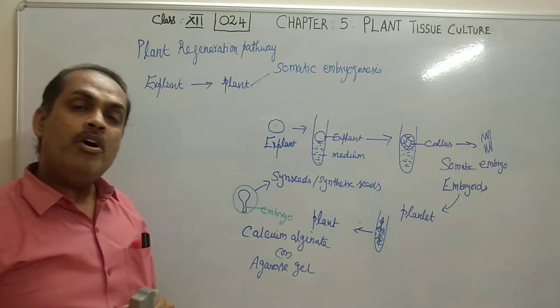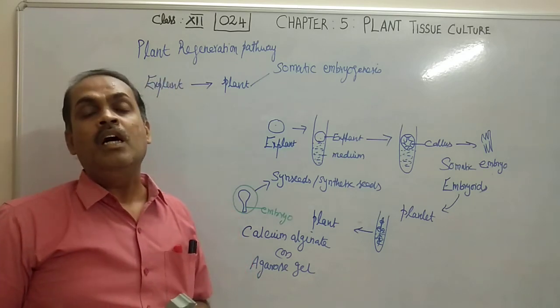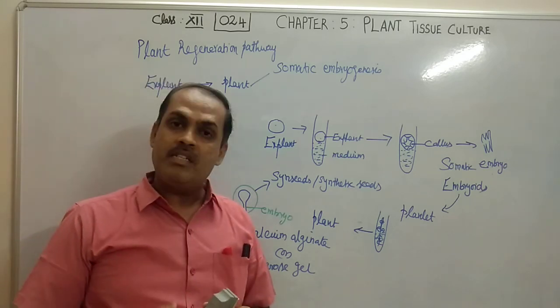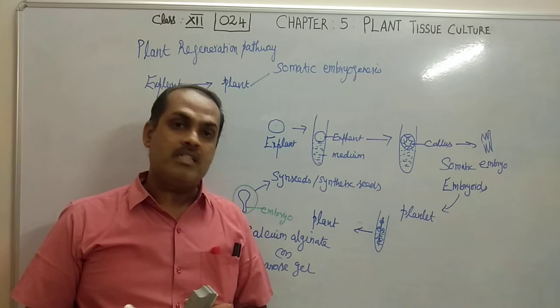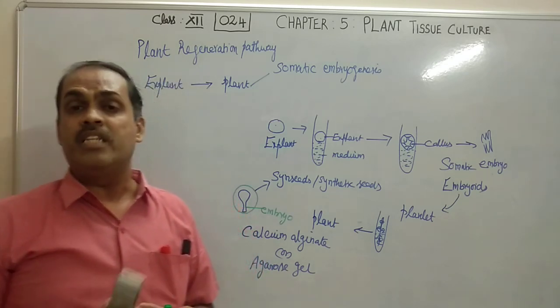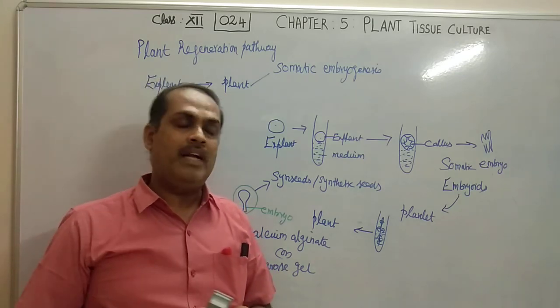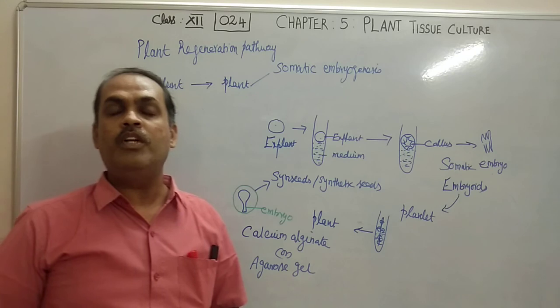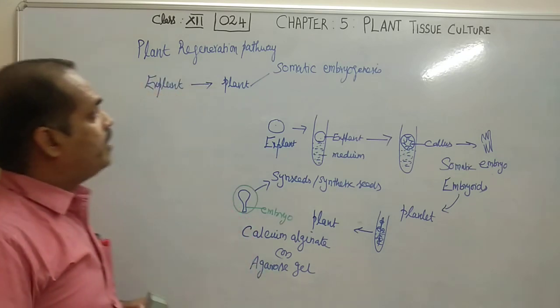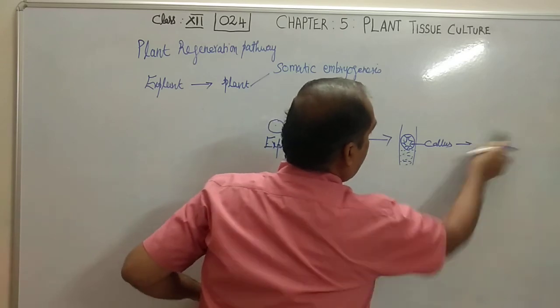Now the third point is somatic embryogenesis has been practiced in many plants like Allium sativum, that is garlic, Hordeum vulgare, that is barley, Oryza sativa, that is rice, and Zea mays. Not only in these plants, but it has been practiced in almost all the plants. Somatic embryogenesis was very successful in all the other plants. The next topic is organogenesis.